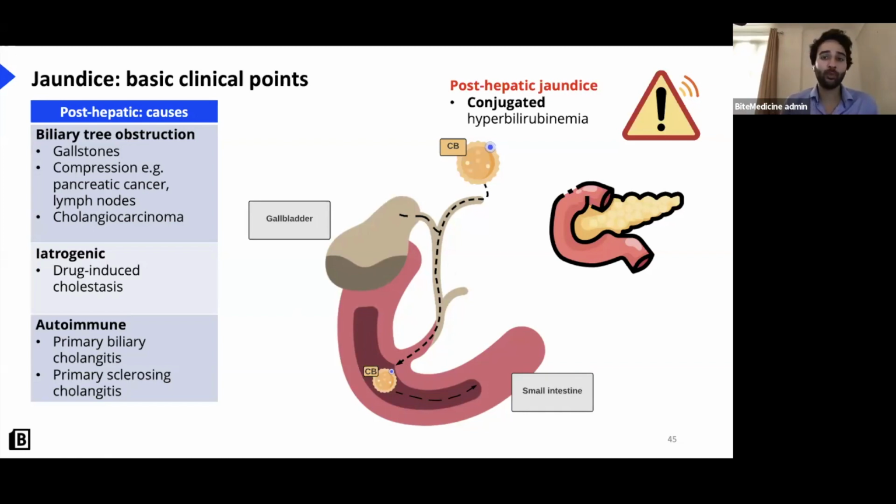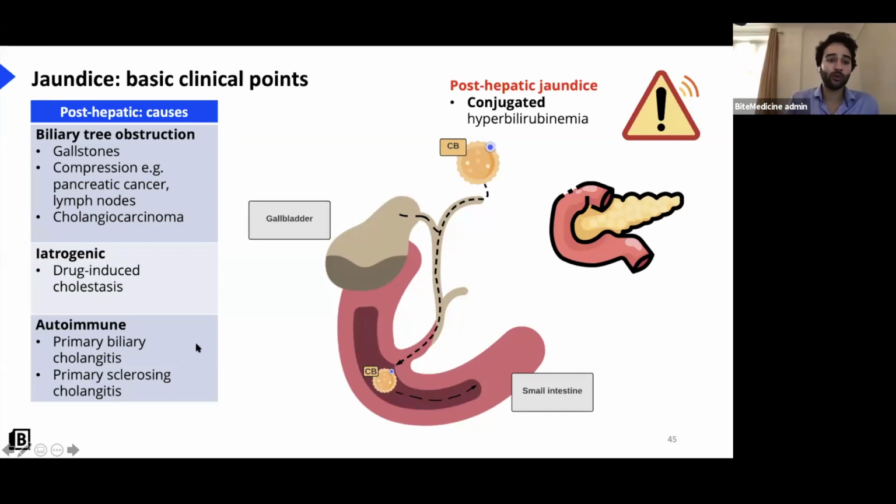And of course, this is going to be a predominantly conjugated hyperbilirubinemia because you've got conjugated bilirubin passing down over here. So anything that's going to impede that flow is going to cause raised levels of conjugated bilirubin. Other causes include, for example, a common bile duct stone, as well as pancreatic cancer and cholangiocarcinomas. Certain drugs can cause cholestasis as well. Some drugs that spring to mind are the combined oral contraceptive pill, ampicillin and erythromycin. These can all cause conjugated hyperbilirubinemia.